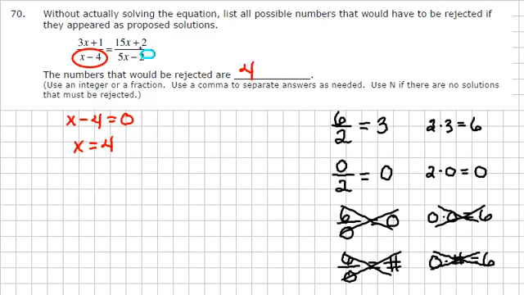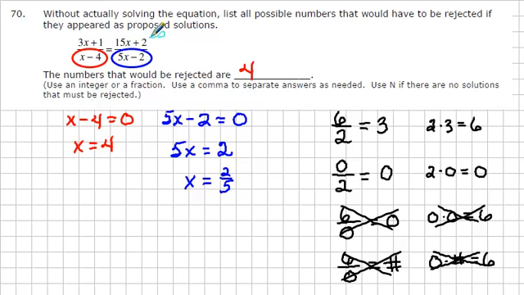Are there any other numbers that need to be rejected? Well, we have another rational expression, so we have to make sure that the denominator of that rational expression does not equal 0 as well. If we have division by 0, then that rational expression is undefined. So we take our denominator of 5x minus 2 and we determine where it is equal to 0. So first of all, add 2 to both sides to get 5x is equal to 2. Then divide both sides by 5 to get x is equal to 2/5.